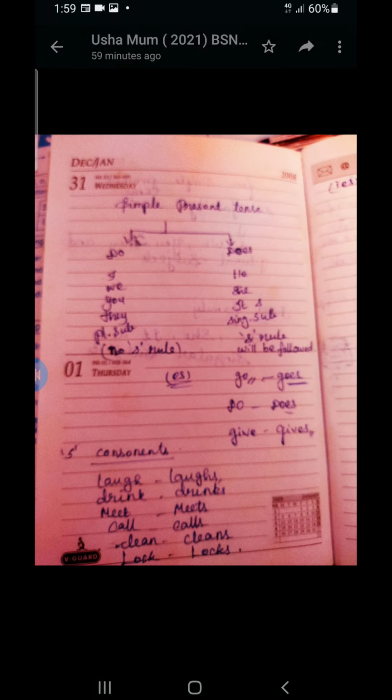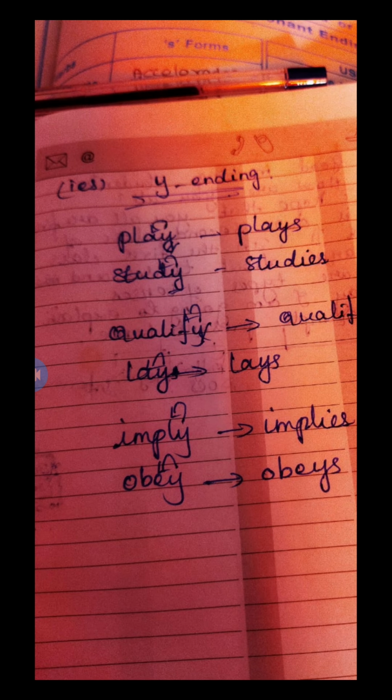Then the next one is y ending, that means ies. Play, it ends with y. Study, it ends with y. But plays, studies. P-L-A-Y-S. In play, we have added s, but in study, we have added ies. Do you know the reason why? Let me explain now. If there is a verb ending in y, just look at the letter before the last letter.